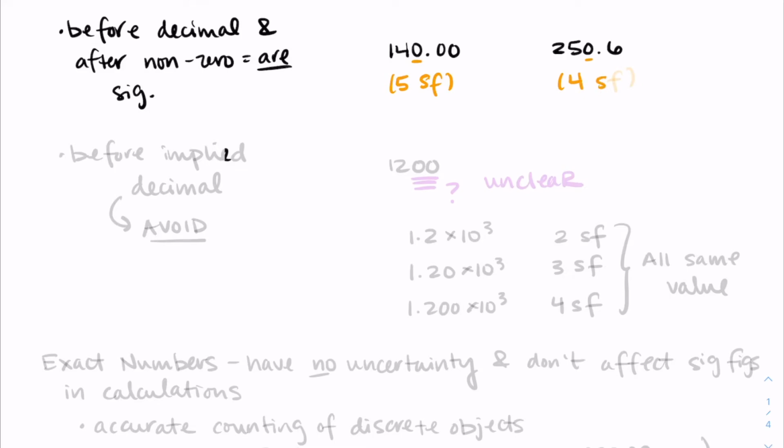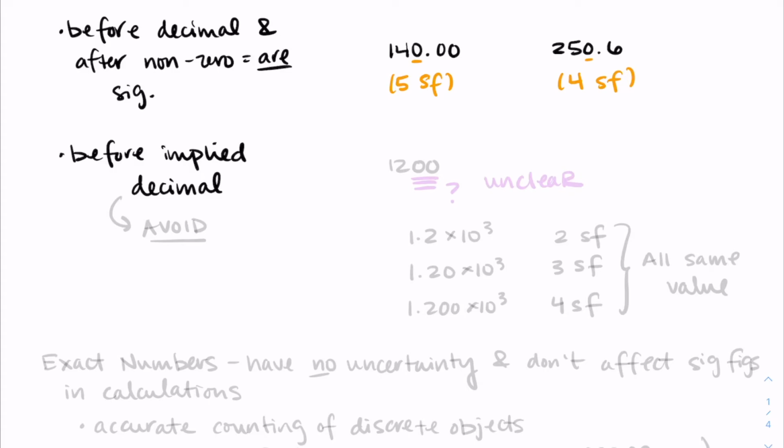250.6. Now, this also follows that trapped between two non-zero digits rule. This would have 4 significant figures. Now, this rule that we just did is before a decimal. But what about before an implied decimal?